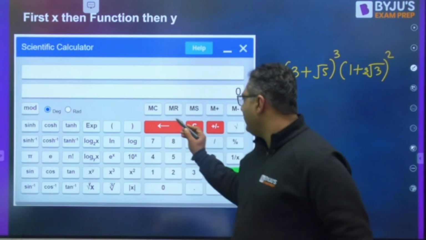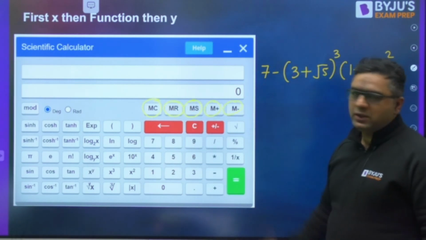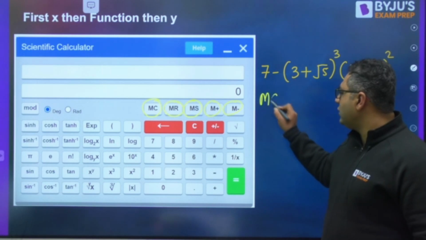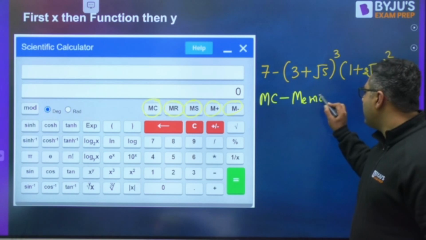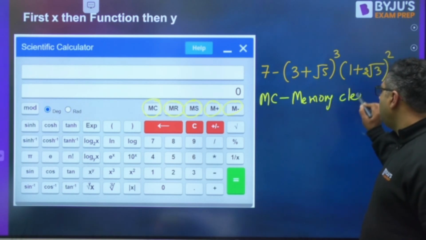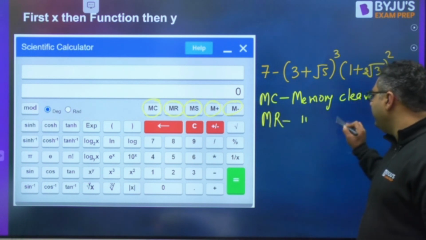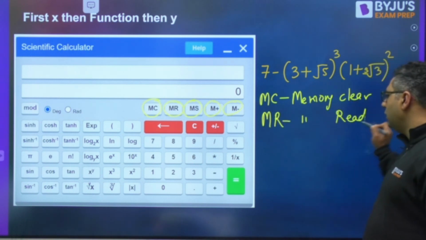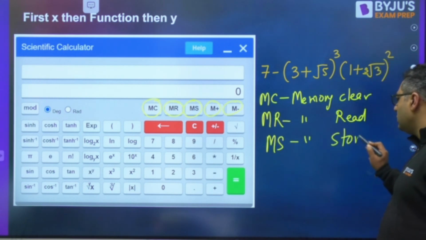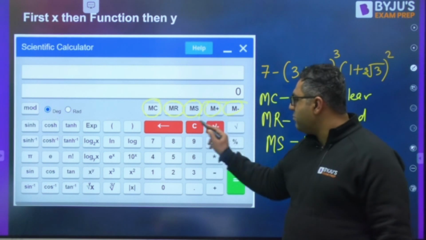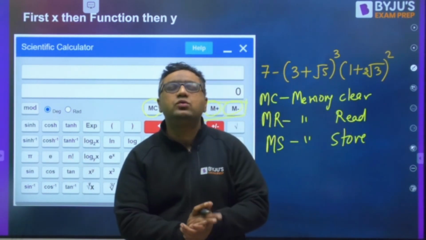You can see here we have MC, MR, MS, M plus, M minus. First of all, MC is memory clear, where M stands for memory. Then we have MR, which means memory read. MS means memory store. And M plus and M minus are majorly used if we have too many terms to calculate.